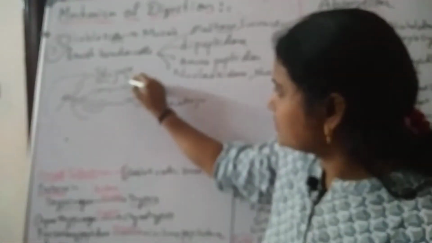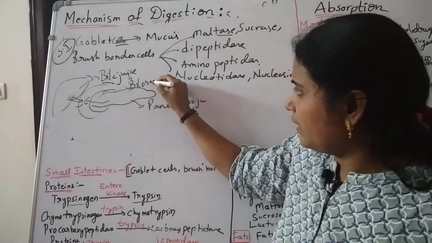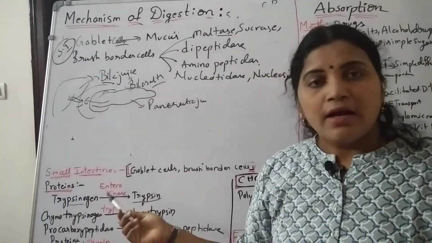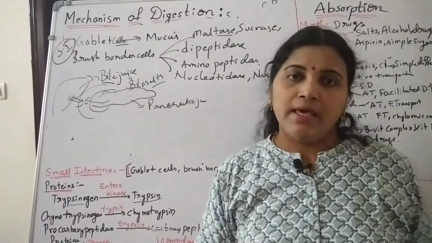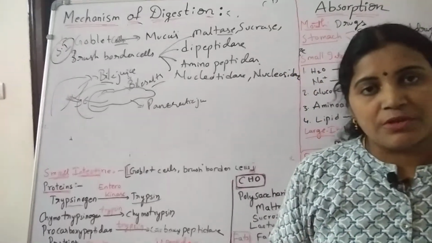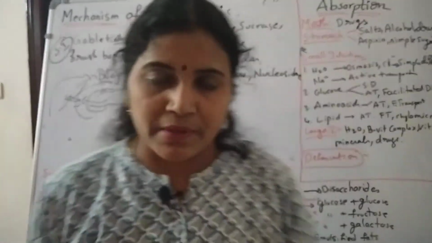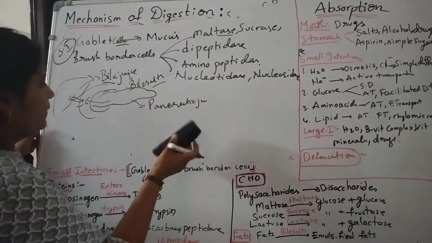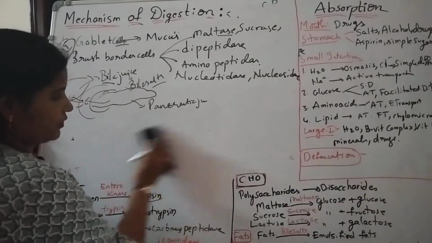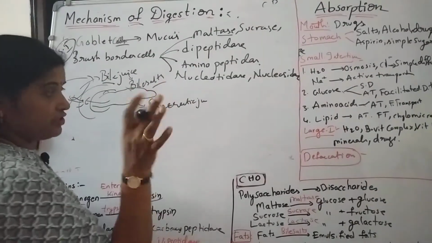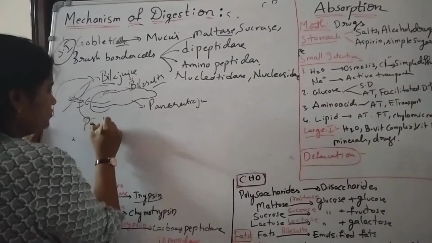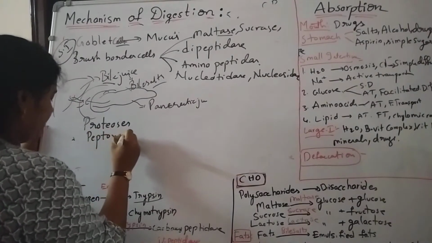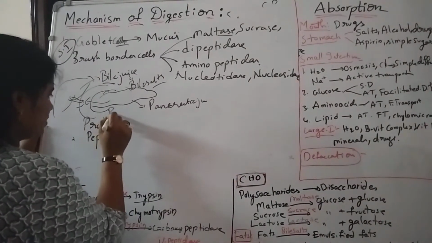Bile juice contains the bile salts, and pancreatic juice contains the enzymes trypsinogen, chymotrypsinogen and procarboxypeptidase, which are responsible for the breakdown of the proteins. What are the proteins here? In the stomach portion, what are going to be formed? Proteoses and peptones, and complex proteins are also present there.